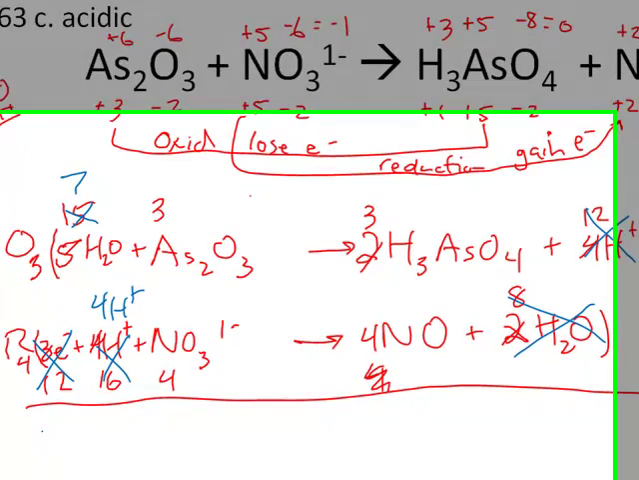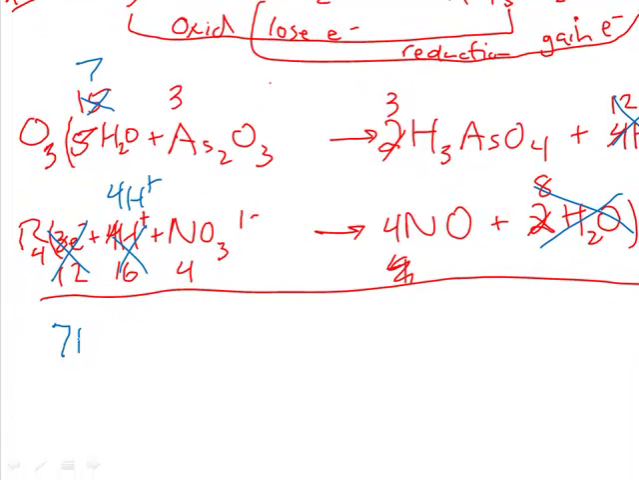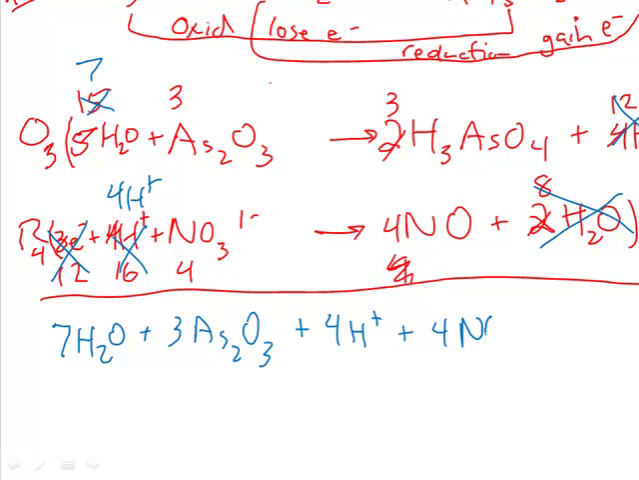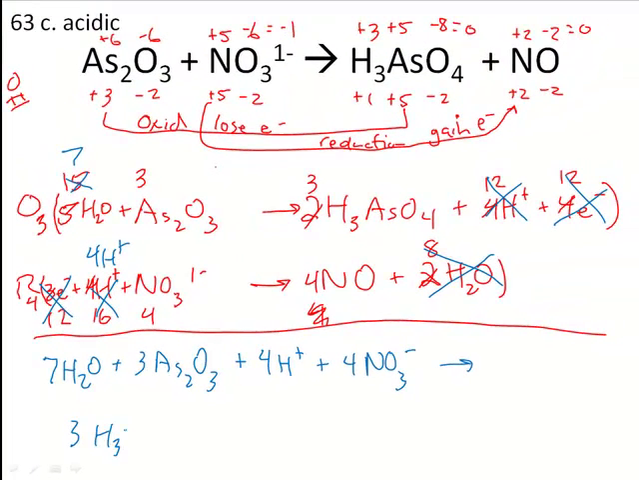The next step is to put them all together. So we've got 7H2O plus 3As2O3 plus 4 hydrogen ions plus 4 of the nitrates, that produces 3H3AsO4 plus 4NO. And that should be our answer, number 63C.